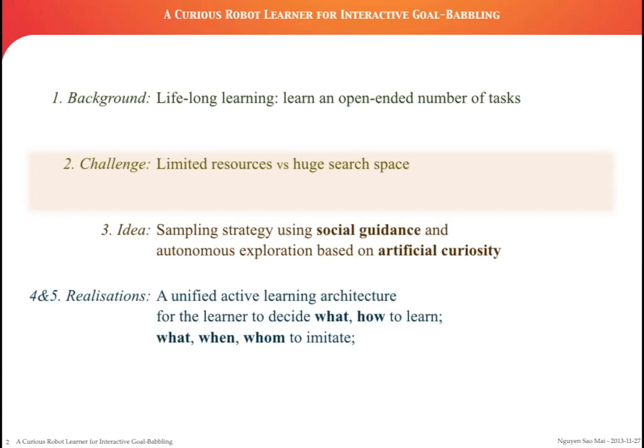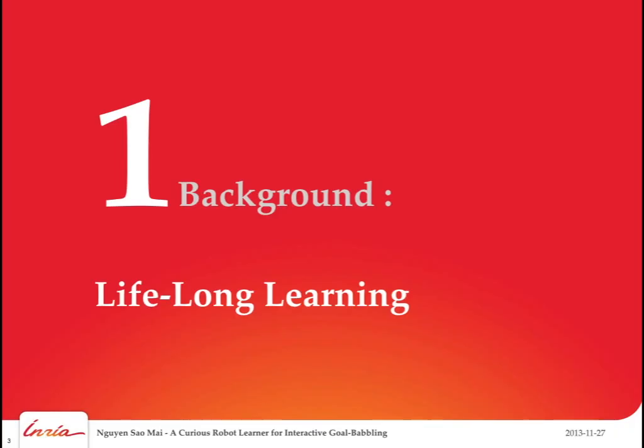So our idea for learning is to design a strategy using social guidance and autonomous exploration based on artificial curiosity, also called intrinsic motivation. Which means that from that idea, we built a unified active learning architecture for the learner to decide on those questions of what and how to learn, but also on what, when, and whom to imitate, maybe.